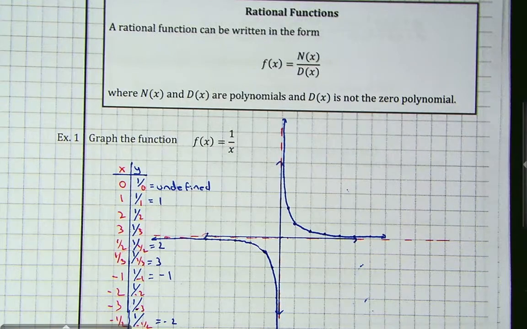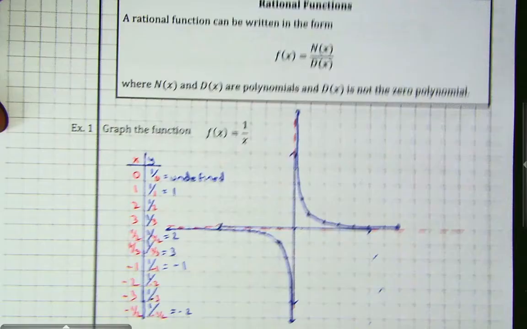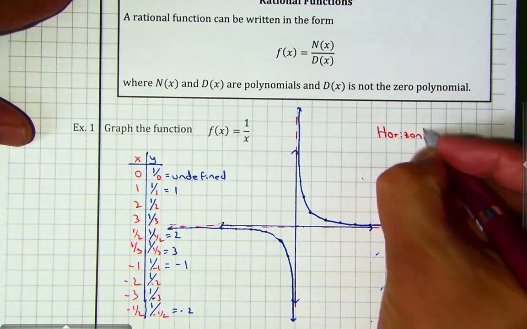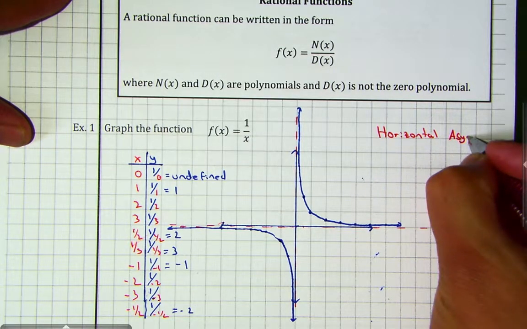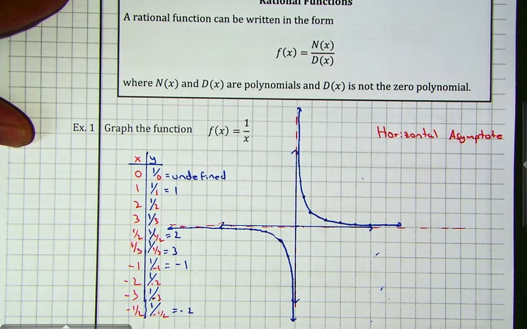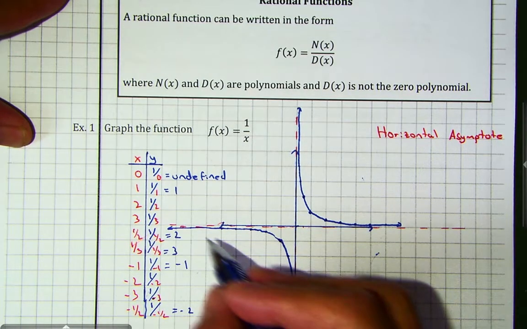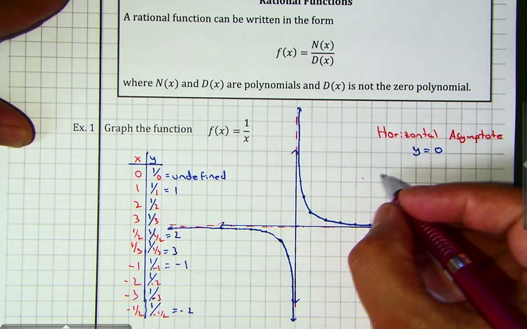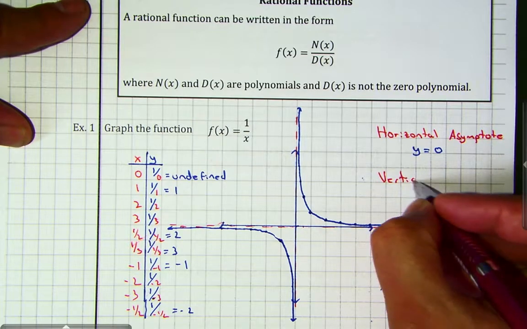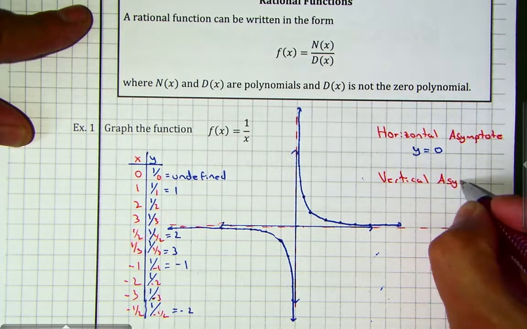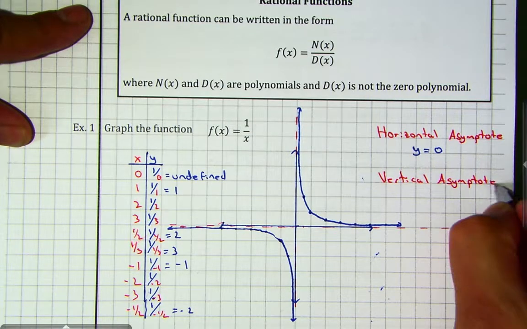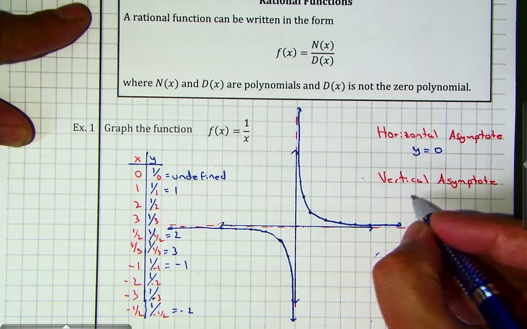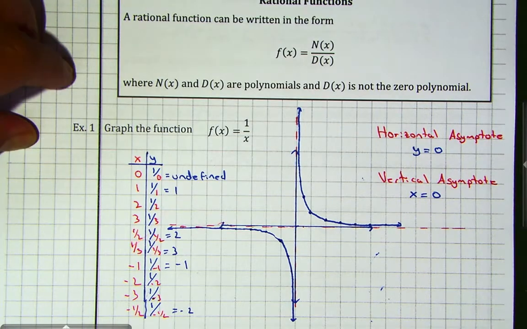So we do need to be able to write down the equations for your horizontal asymptote, which is y equal to 0. We also have a vertical asymptote. It's a vertical line, so it'll be x equal to 0. We also need to be able to write our domain and range.